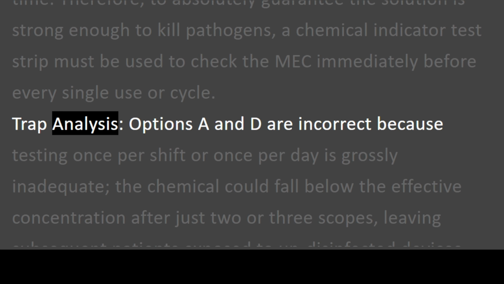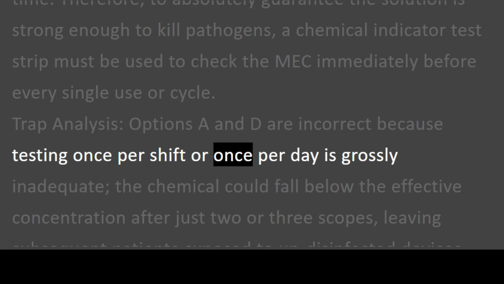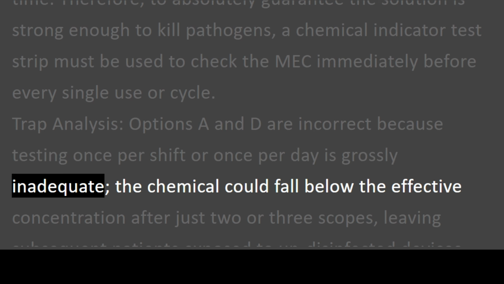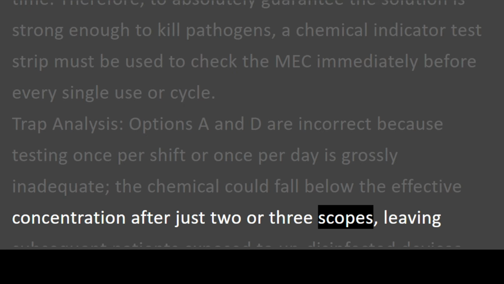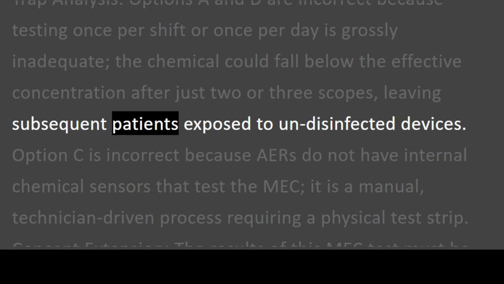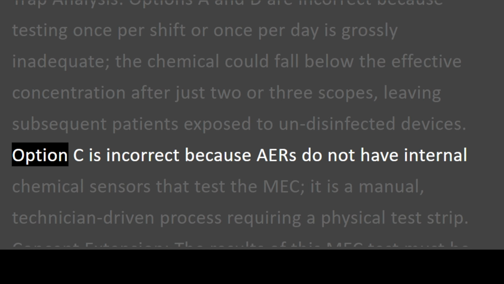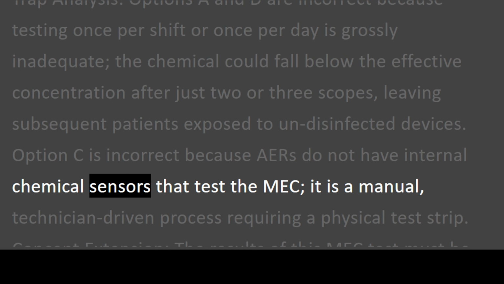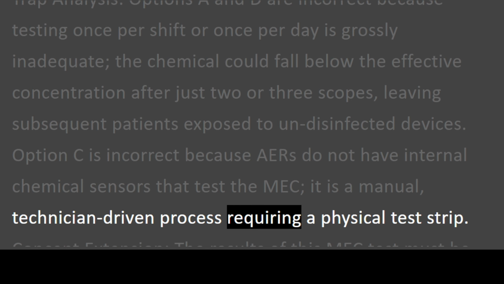Trap analysis. Options A and D are incorrect because testing once per shift or once per day is grossly inadequate. The chemical could fall below the effective concentration after just 2 or 3 scopes, leaving subsequent patients exposed to undisinfected devices. Option C is incorrect because AERs do not have internal chemical sensors that test the MEC. It is a manual, technician-driven process requiring a physical test strip.